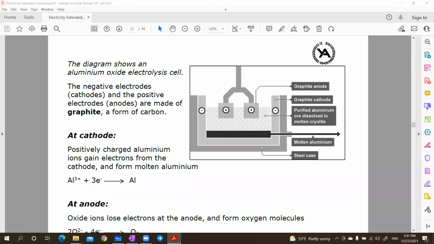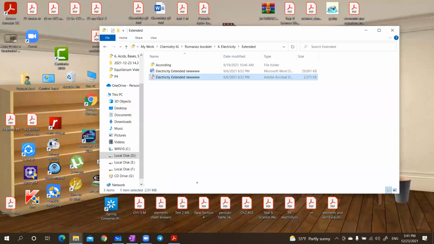Here in the extraction of aluminum, the molten aluminum will be formed at the bottom because it is more dense than the mixture, and it will be formed at the cathode. At the anode, the oxide negative ions will be attracted to the anode, forming oxygen gas that will react with the carbon anodes, forming carbon dioxide gas. We will solve a question about this later.